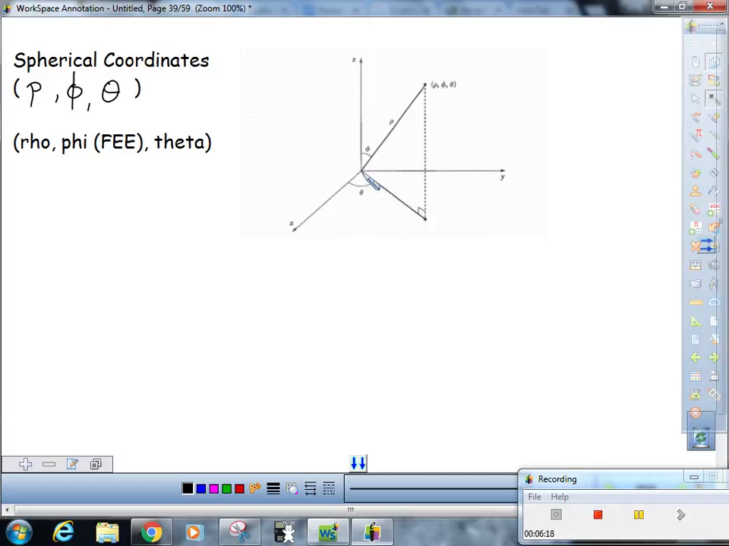Phi is easy to explain. It's arbitrary, but phi is the angle between the z-axis and the segment formed between the point of our choice and the origin. Okay? So phi is the angle here. Now, theta is easy for you to understand because you're experienced with polars, but it's kind of hard to visualize.